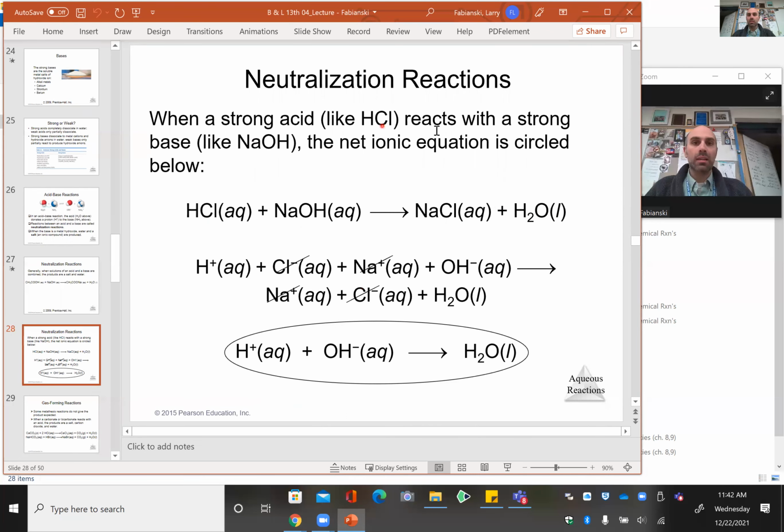Again, a strong acid like HCl reacts with a strong base like sodium hydroxide. The net ionic equation is circled below, but see if you can remember from the previous video: here we have the what equation? The molecular equation. Here we have the ionic equation. And down here circled, we have the net ionic equation. Do you remember what these are called when we cross these out? These are called what types of ions? Spectator ions. We're crossing out those spectator ions because they appear on both sides.